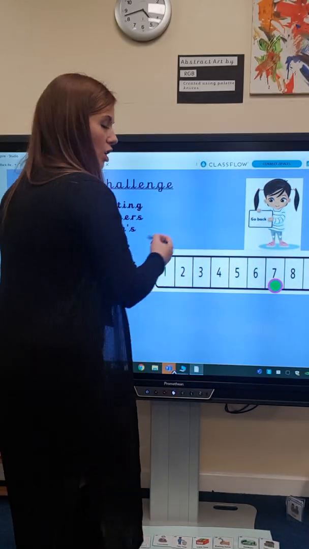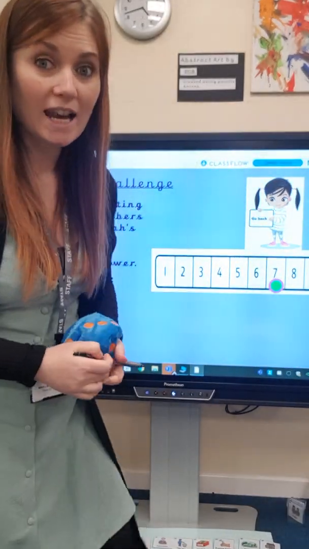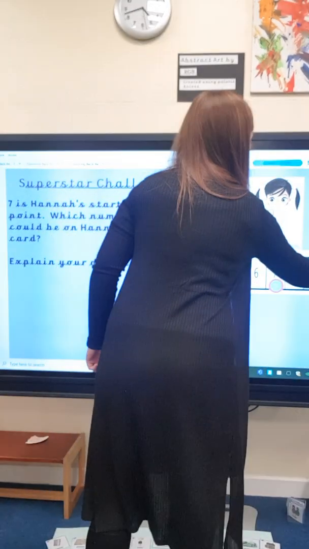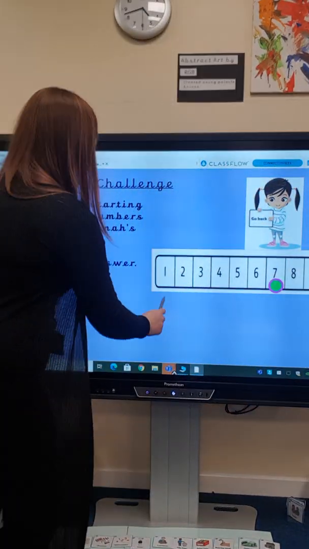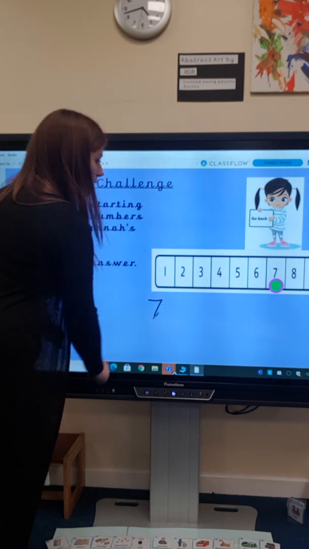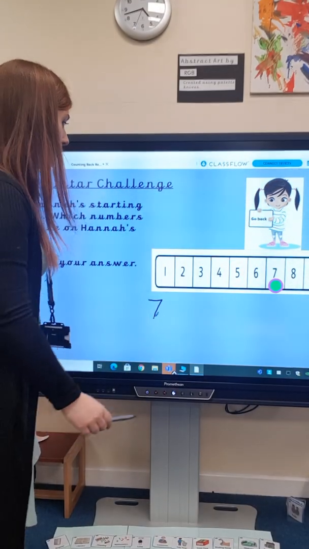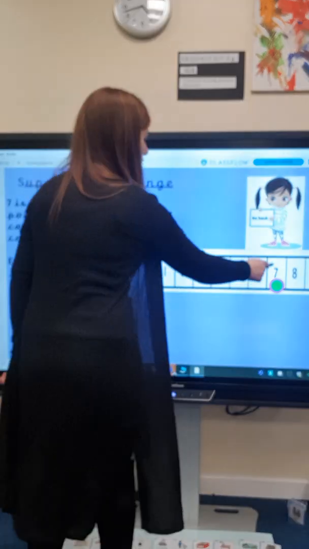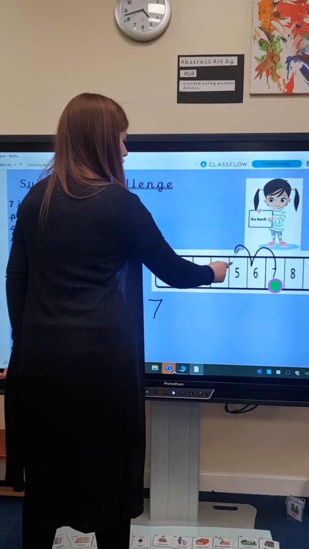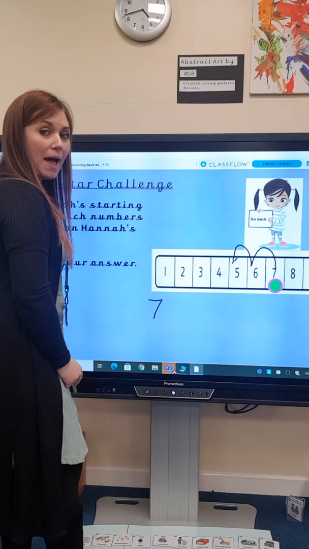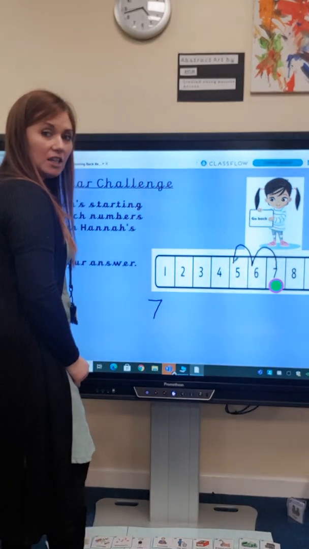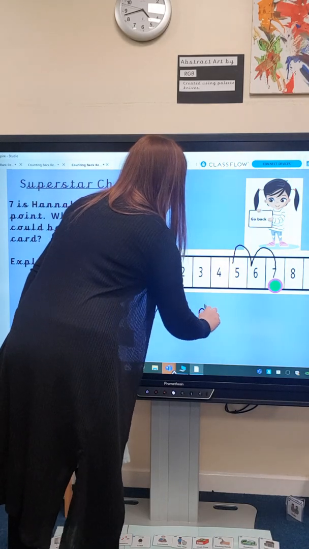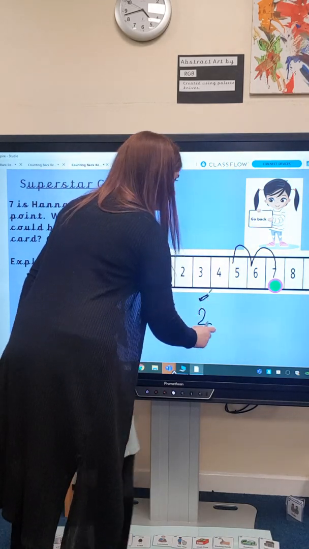If you choose to do this challenge, I'm going to start at a certain number and show my working out. So I've got 7 here. I'm going to put my 7 there because that's where I'm starting. Can Hannah jump back 2 spots? So I'm going to start at number 7, 1, 2. She can jump back 2 and land on number 5. So 2 could be on Hannah's card. So I'm going to put that in a tick column.